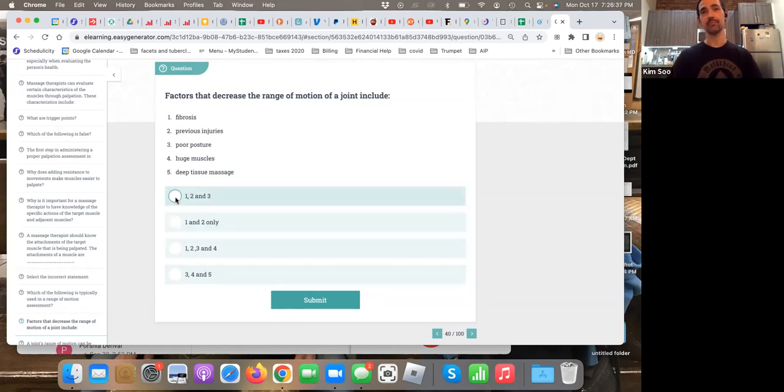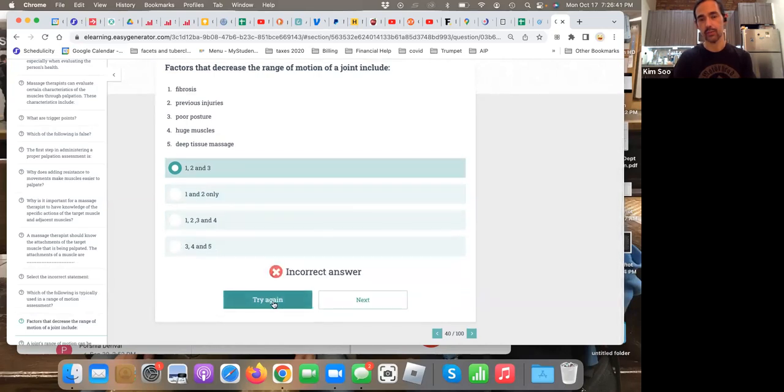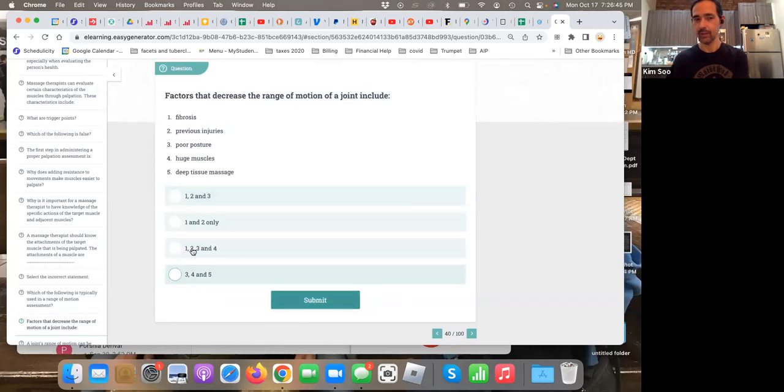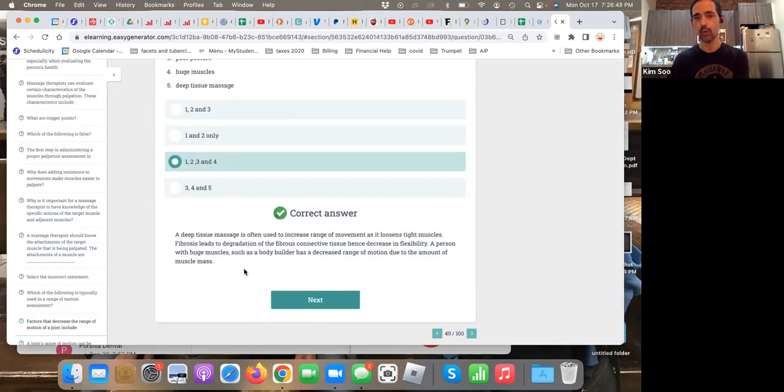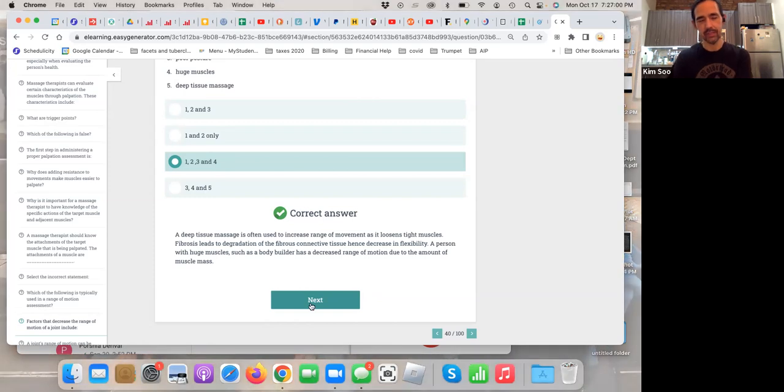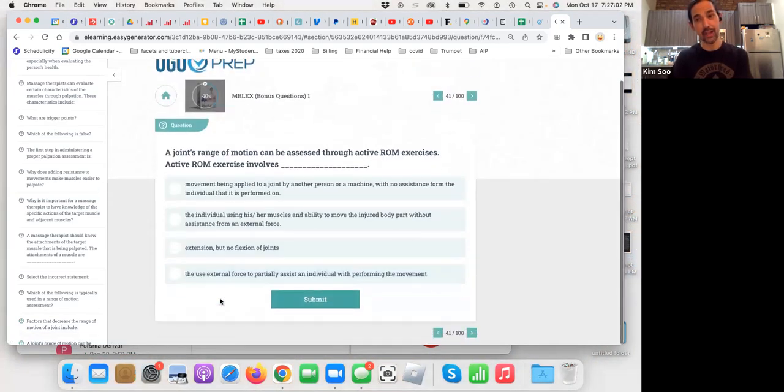4, huge muscles, that's pretty subjective. I know a lot of calisthenics athletes who are extremely flexible. 1, 2, and 3, they're not going to let me get away with it. According to them, it's huge muscles. The statement that someone with huge muscles, such as a bodybuilder, has a decreased range of motion due to the amount of muscle mass is not true, but it's true for the exam. You know what I mean?